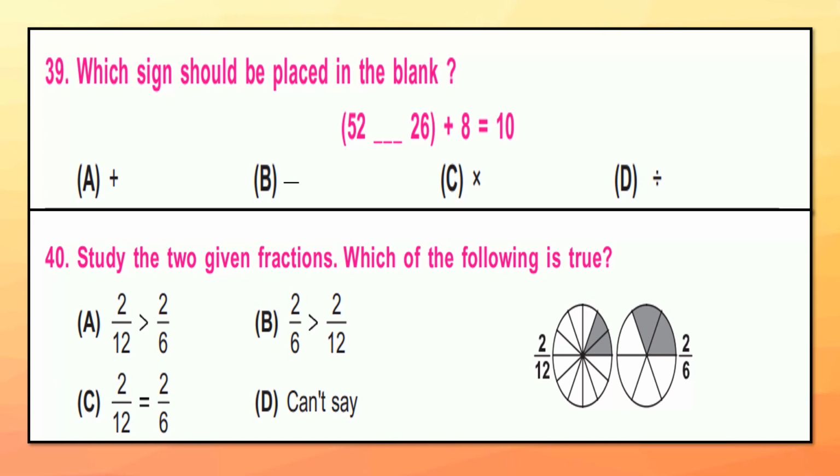Question number 39. Which sign should be placed in the blank? 52 blank 26 plus 8 equals 10. Option A, addition. Option B, subtraction. Option C, multiplication. Option D, division.